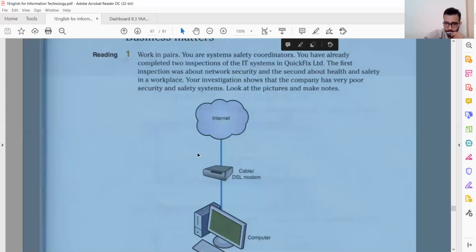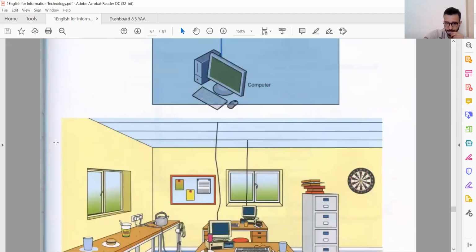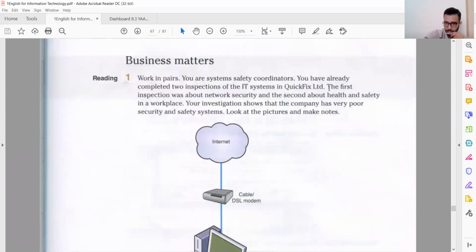Here is one incident, and here is the second, in pictures. The first inspection was about network security and the second about health and safety in a workplace. Your investigation shows that the company has very poor security and safety systems.